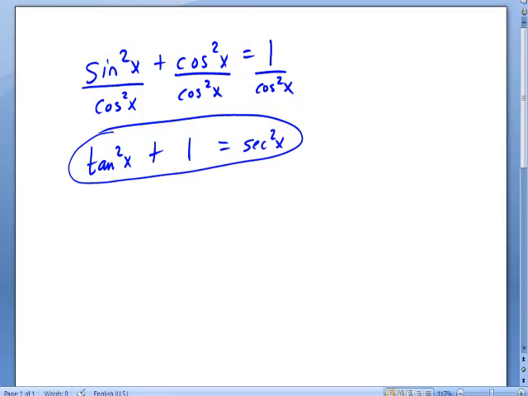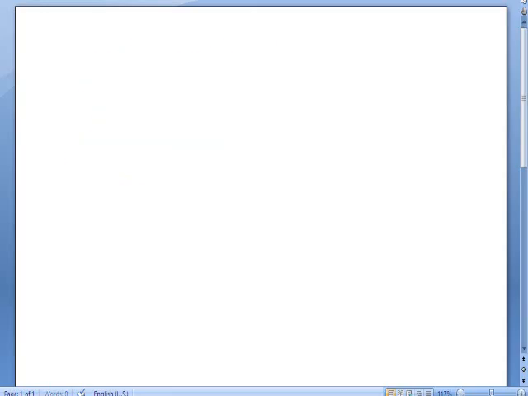Now, not all the identities are going to work quite as easily as the ones that we've run into so far. They can get to be very, very difficult, very complicated. But let's look at another example here, just see if we can find some algebra tricks to work our way through an example like this one.